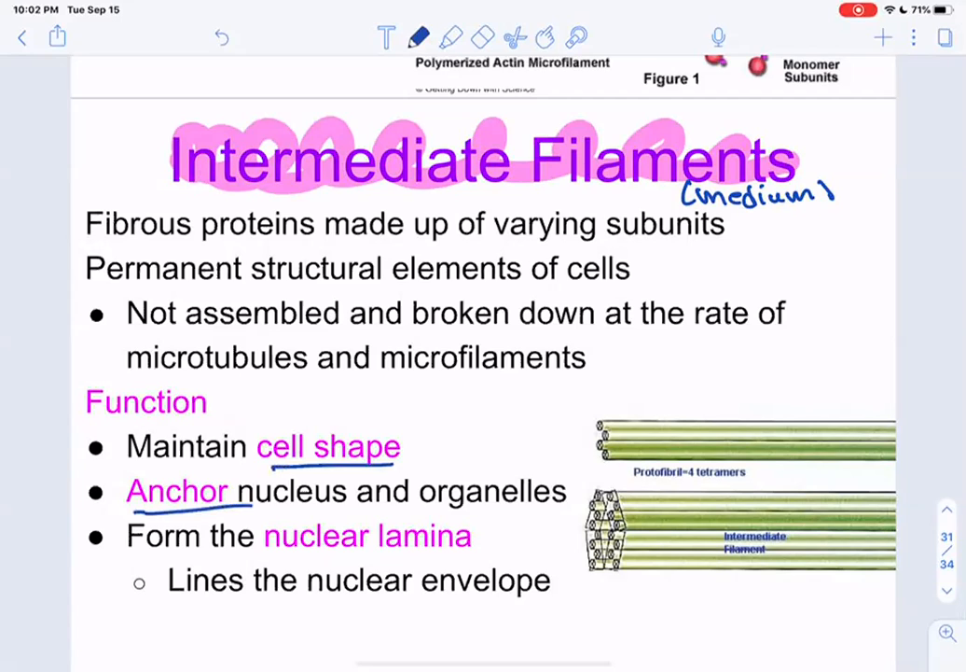They anchor the nucleus specifically, and other organelles, and they form the nuclear lamina. This is the lining of the nuclear envelope. That's what the lamina is. Not a key vocab word. Not as important as understanding what an intermediate filament is.